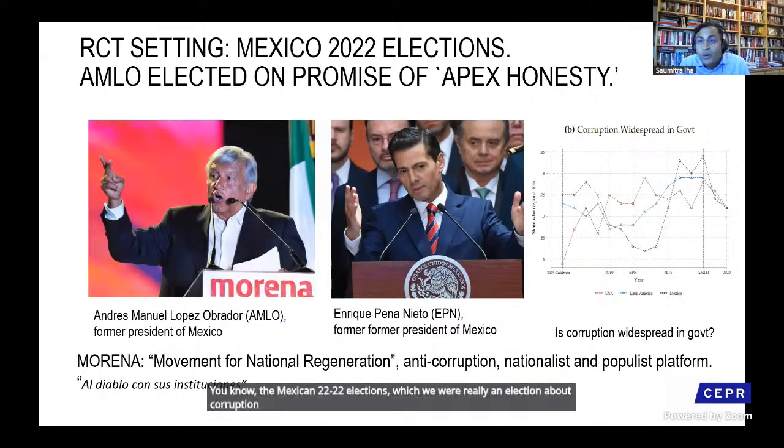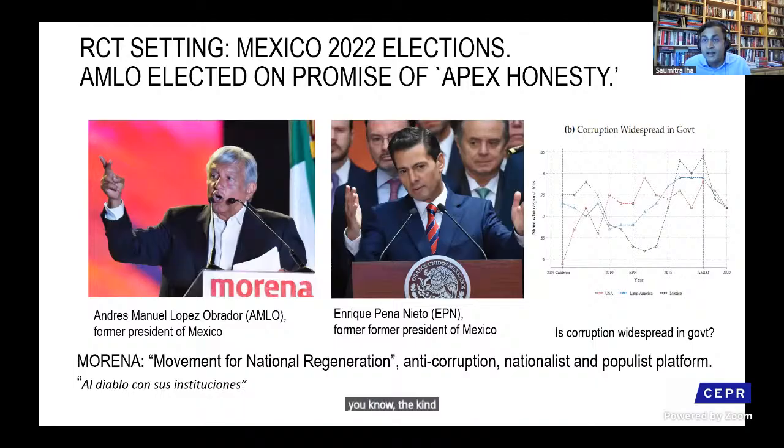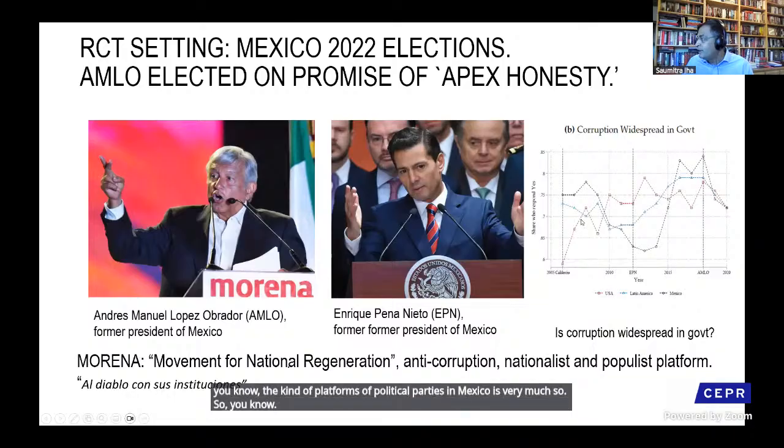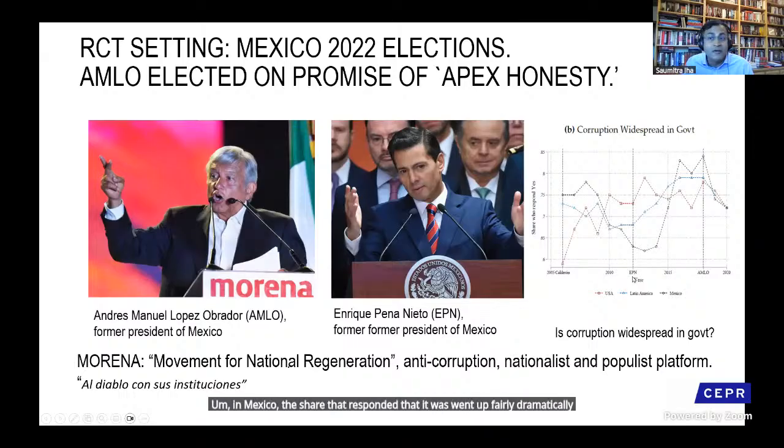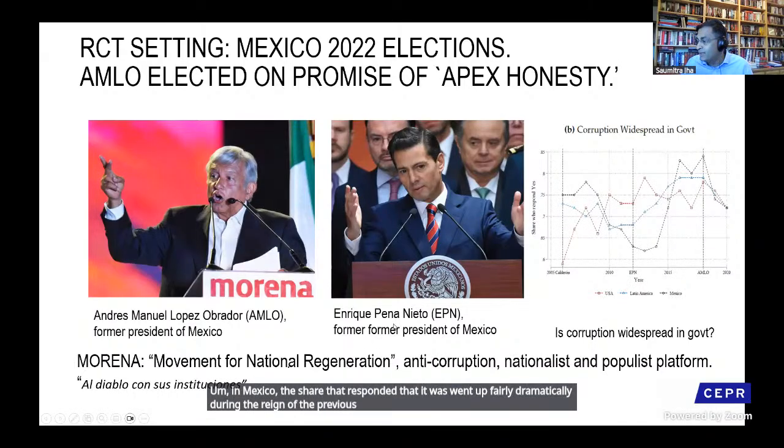Around the world, corruption is being used, in both autocratic and democratic societies, as a means to distinguish between the platforms of political parties. In Mexico, that is very much so. If you look at the question, is corruption widespread in the government, the share that responded yes went up fairly dramatically during the reign of the previous president of Mexico, Enrique Peña Nieto, from around 65% to around 84%.